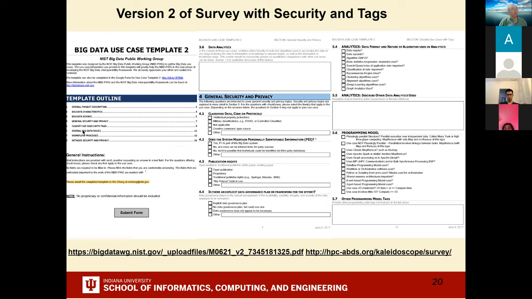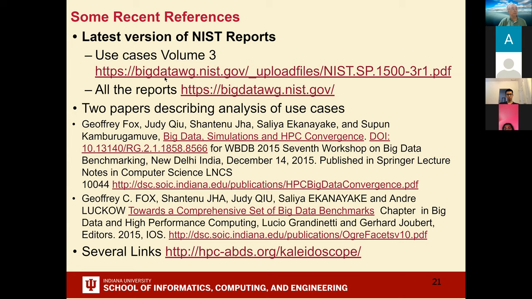I give you a link somewhere in these websites to this survey. In fact, there's a link here. As I mentioned, we only finished this NIST project less than a year ago, and all the documents produced by this NIST working group, which are 9 reports, are at this, they're volume 3. So the use case volume 3, but we're actually now to set 3, and they're available here. I also gave you some papers I wrote and a website which summarizes the information.